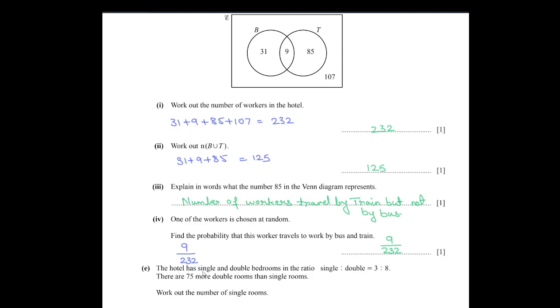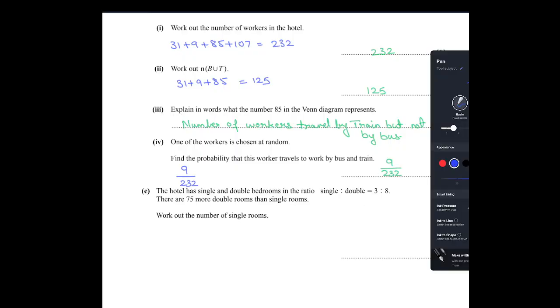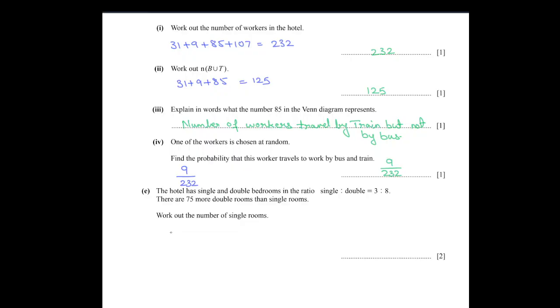The hotel has single and double bedrooms in the ratio single is to double, 3 is to 8. There are 75 more double rooms than single rooms. So first of all, let us take the single rooms as x. Let the single rooms be x. So the number of double rooms will be equal to 75 plus x, or x plus 75, anything you can write.